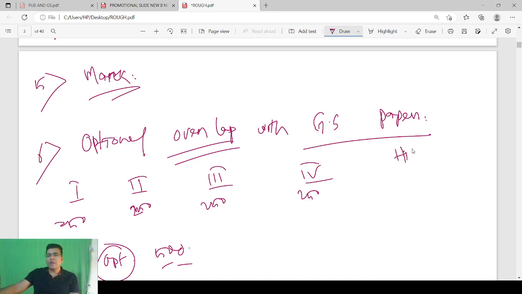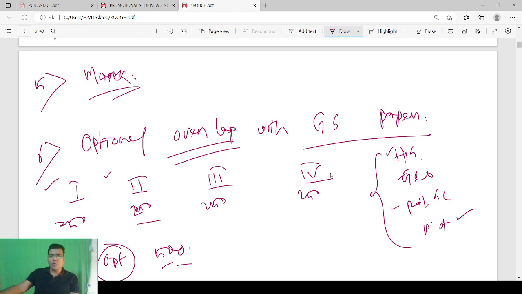Be it history, geography, political science, PA, whatever optional you take, these social science optionals have some overlap with GS. For example, history and geography you will find in paper 1, political science in paper 2, public administration in paper 2 and paper 4, ethics and polity and governance.